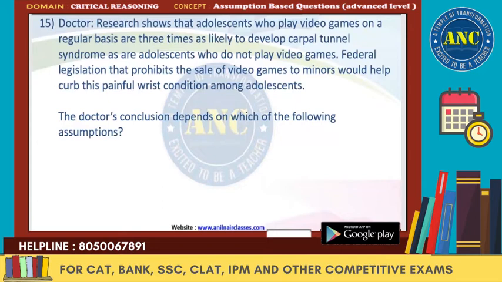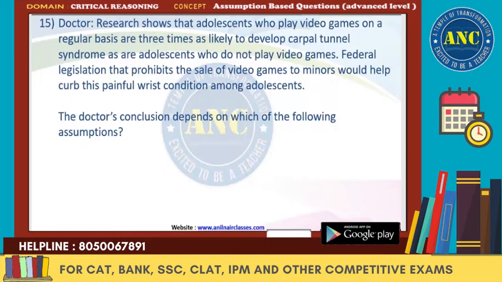Research shows that adolescents who play video games on a regular basis are 3 times as likely to develop carpal tunnel syndrome as adolescents who do not play video games. Federal legislation that prohibits the sale of video games to minors would help curb this painful wrist condition among adolescents. The doctor's conclusion depends on which of the following assumptions.